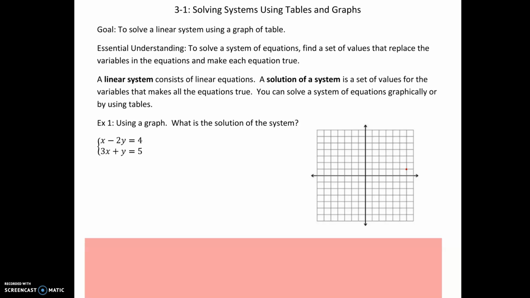Our third chapter is all going to be about solving what we call systems of equations, and our first example is going to be solving using what we call tables and graphs. So basically just visualizing what a system looks like and figuring out our answer from the visual.